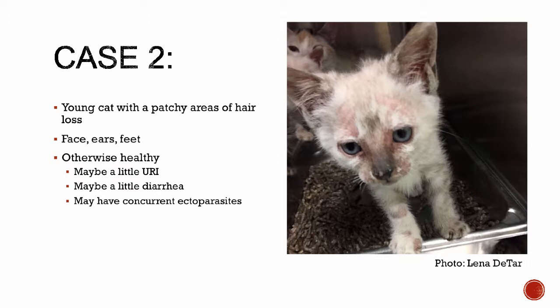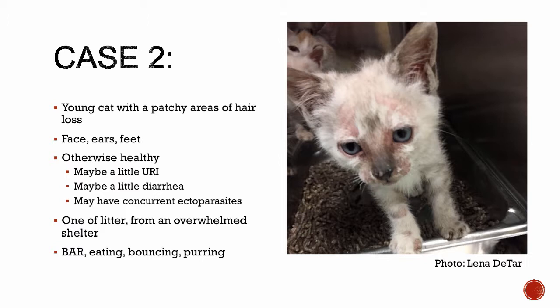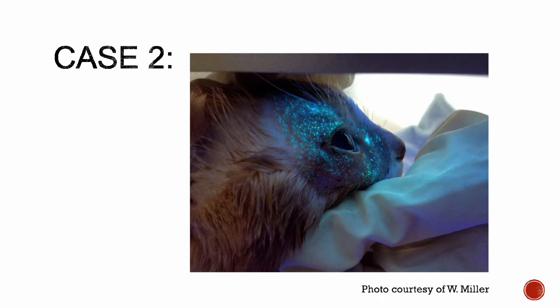This is one of a litter from an overwhelmed shelter. It was transferred to a different shelter. So what does that make you think? Check all the litter. Yeah, let's check the litter. Great. So this kitten is BAR, eating, bouncing, and purring. So the kitten does not care. The kitten would like to be on your shoulder, snuggling your cheek. So here's your woods lamp exam. Yeah. Okay, what do you want to do next?